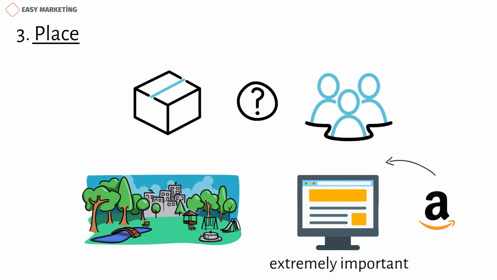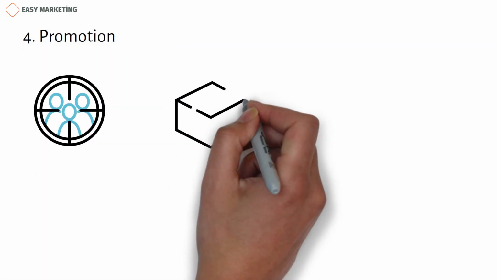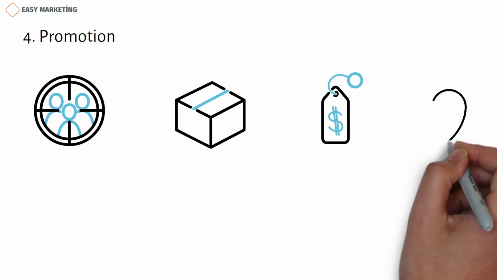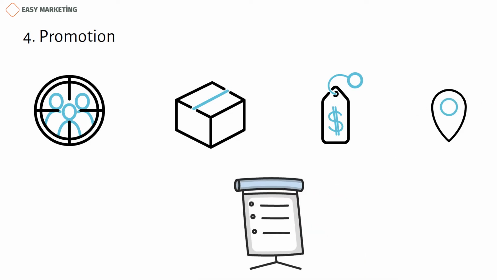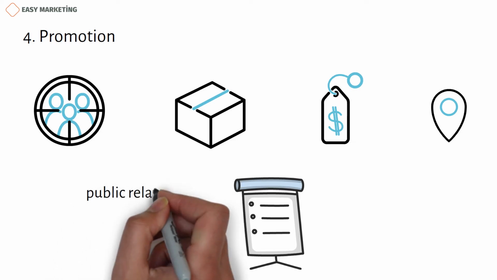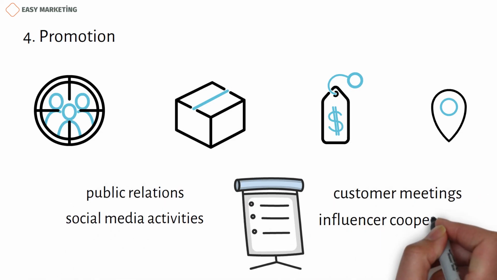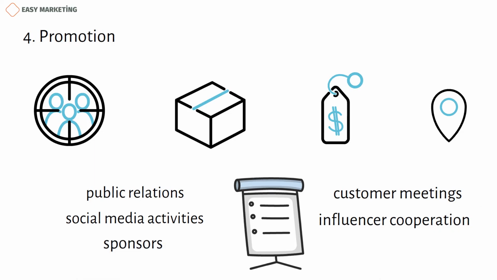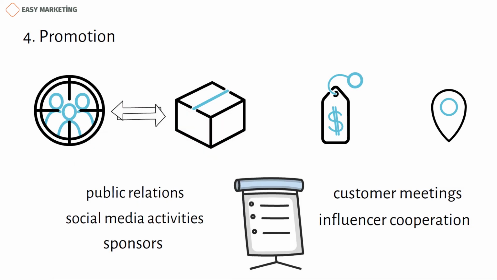Promotion, the ultimate factor in 4P, is also at the heart of a product's marketing strategy. We also need to present that product in the right way in order to offer the right product at the right price and in the right place to our appropriate target audience. The presentation here means not only general advertising, but also, in detail, public relations, customer meetings, social media activities, influencer cooperation, sponsors, etc. In short, the presentation creates an interaction between the product and the customer.